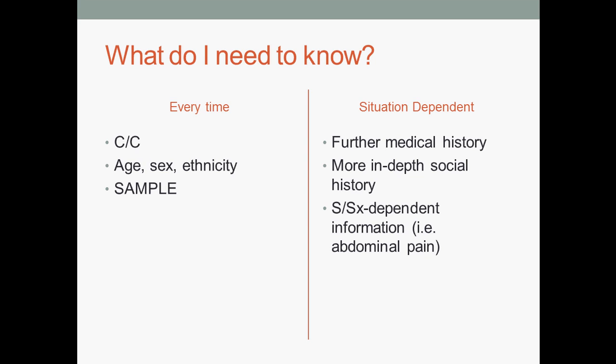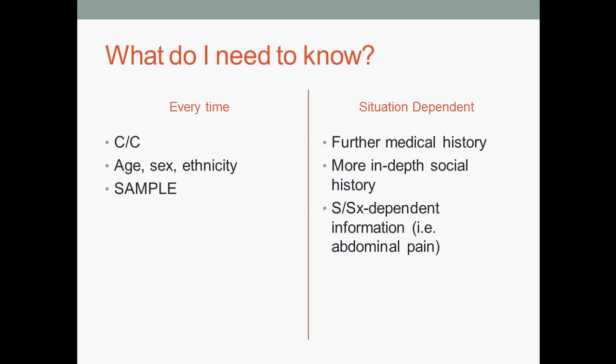So every time, obviously, I'm going to need to know a chief complaint, age, sex, ethnicity, demographic information. I'm going to get a SAMPLE history. If there's pain, I'm going to get OPQRST, that sort of thing. So there are some things you're going to do every single time, and this kind of falls in line with the CHAT or the SOAP note, more with the CHAT note, which was chief complaint, history, assessment, and treatment.